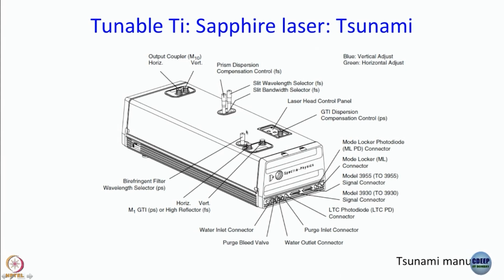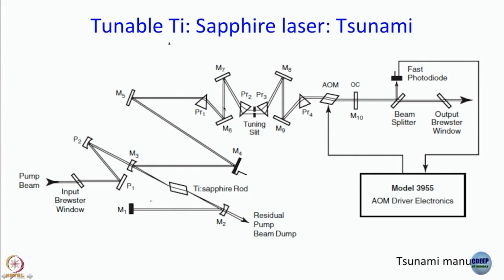Okay. We do not have this GTI dispersion thingy. We do have these two micrometer controls here. One for prism dispersion compensation, one for wavelength selection. What are these two micrometer controls? One of them changes the distance between the prisms. So, when you change the distance between the prisms, you are essentially changing the path difference among the different modes.